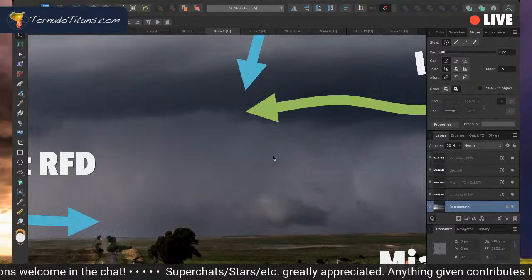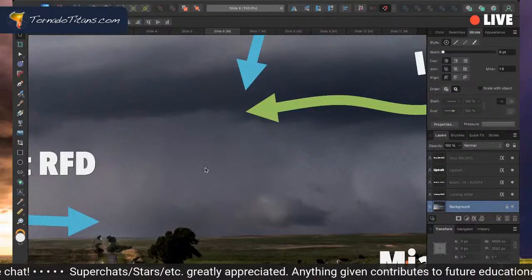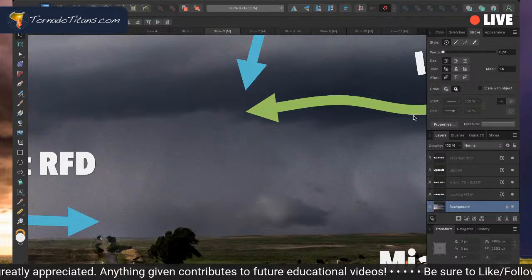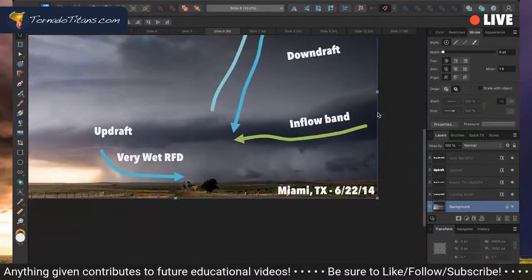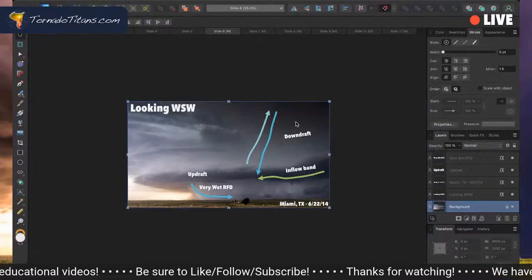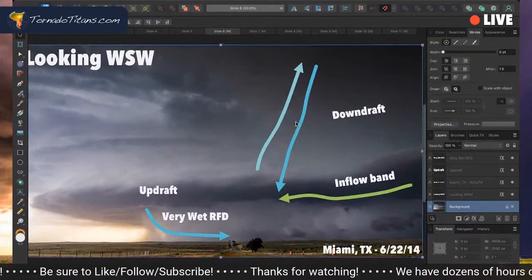But you can kind of see back up in here. You can just see a little bit of a lowering back there, just barely visible. So that was happening. This storm was, as Gene said, basically transitioning into an HP storm at this point.